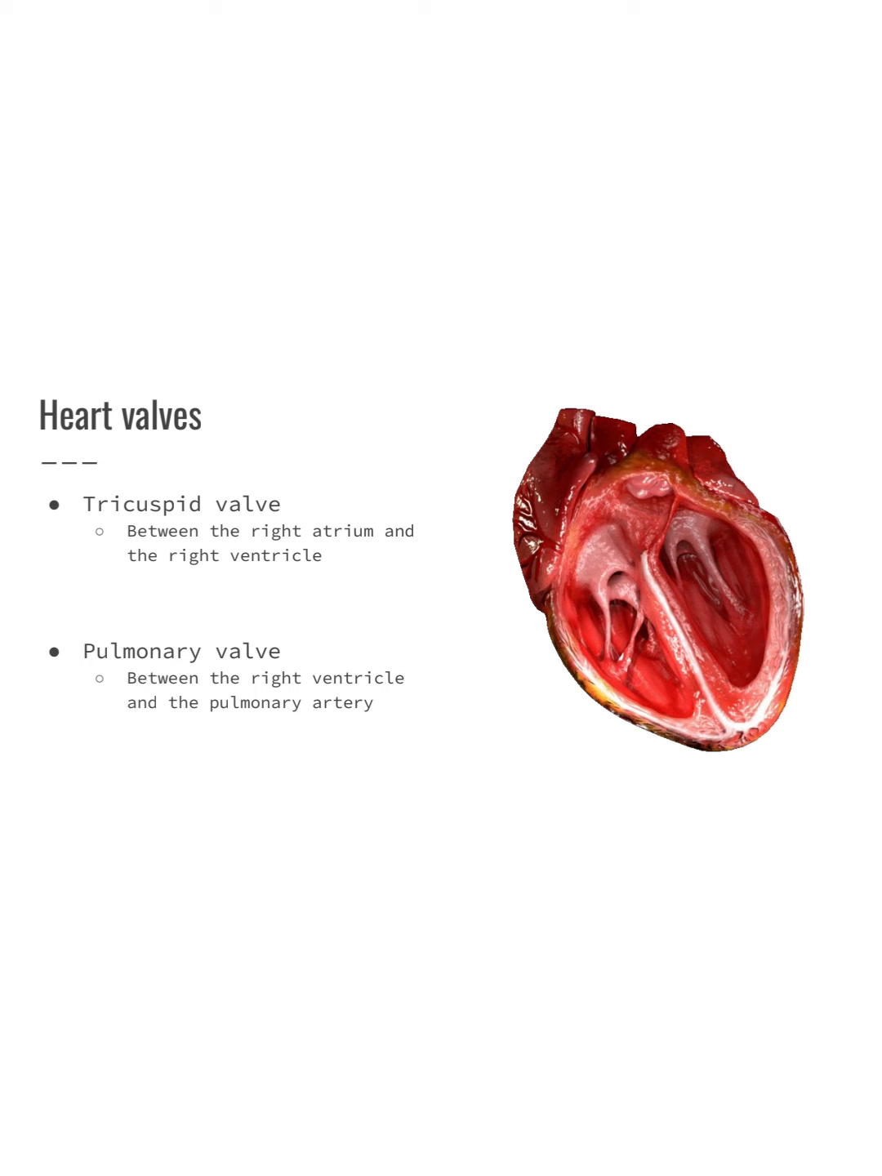We also have the pulmonary valve. The pulmonary valve is going to be between the right ventricle and the pulmonary artery. So that is going to be where the deoxygenated blood is going from your right ventricle into your pulmonary artery. The pulmonary valve is what controls that. The blood will then go to your lungs to be oxygenated.